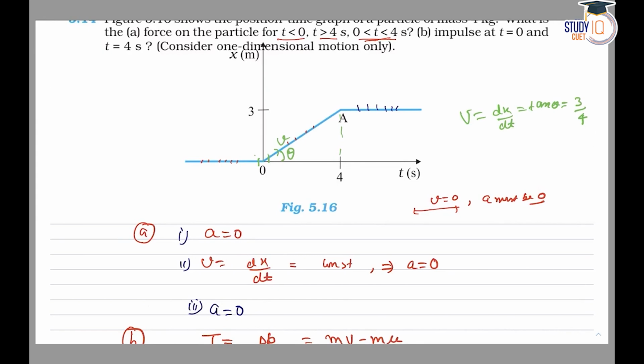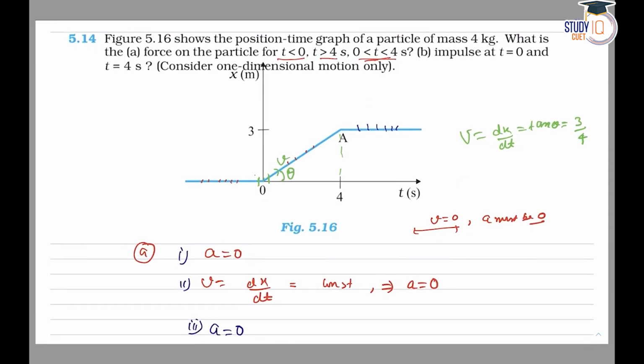So just before t equal to 0 the velocity is 0, and just after t equal to 0 the velocity is 3 by 4. So the change in momentum can be given as, if the mass of the particle is 4 kg, then change in momentum is 4 common, and final velocity is 3 by 4 and initial velocity is 0, so the change in momentum is equal to 3. So impulse is equal to 3 kg meter per second.